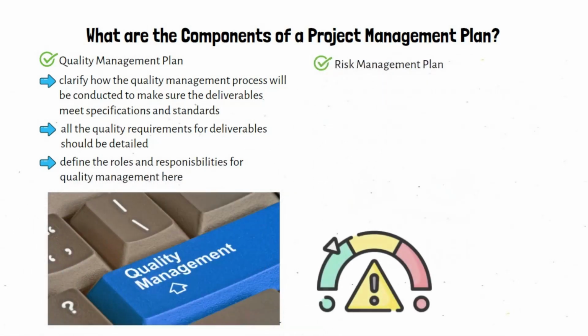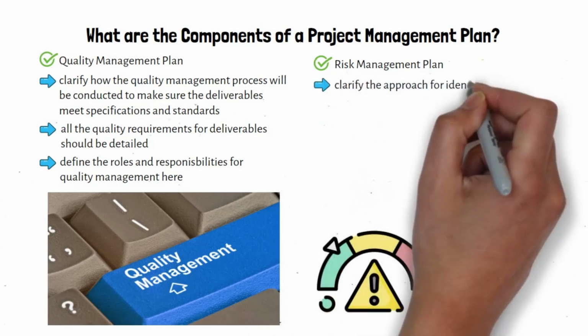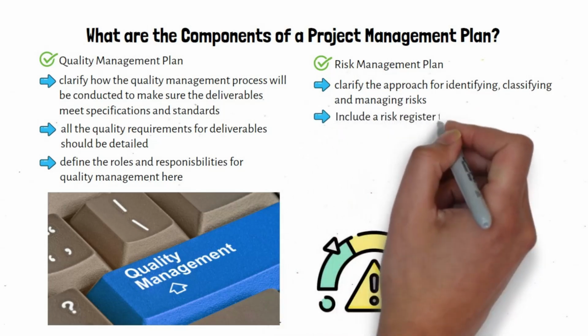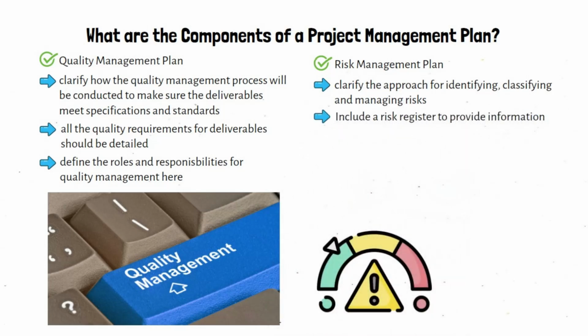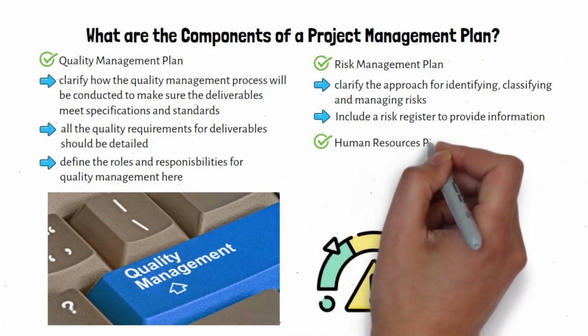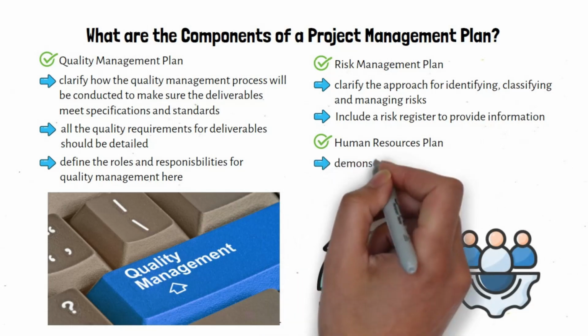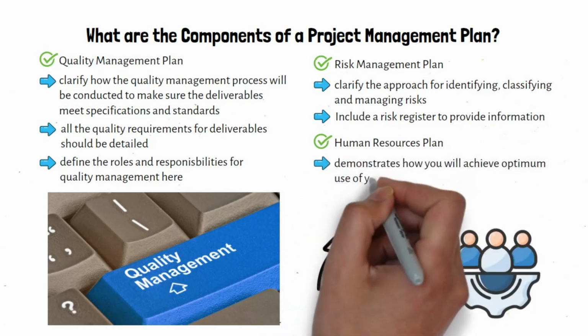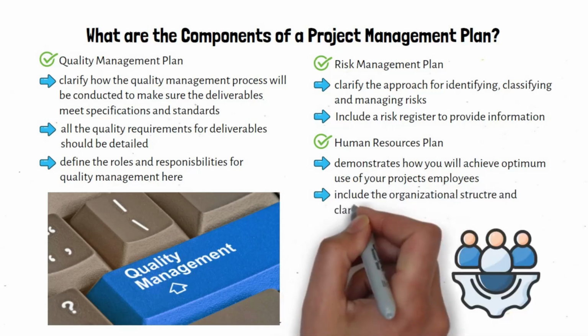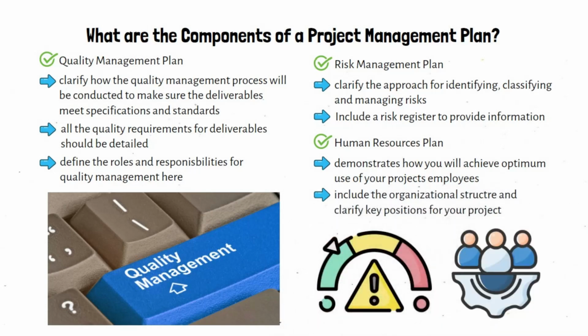Risk management plan. Risk management plan explains how you deal with project risks from initiation to completion phases. You should clarify the approach for identifying, classifying, and managing risks related to your project. Include a risk register to provide information related to your project's identified risks. Human resources plan. Human resources plan demonstrates how you will achieve optimum use of your project's employees. Here you need to include the organizational structure and clarify key positions for your project.